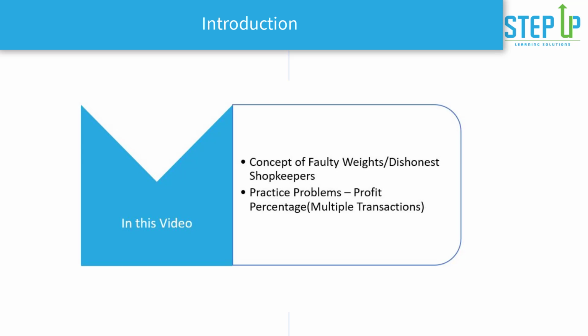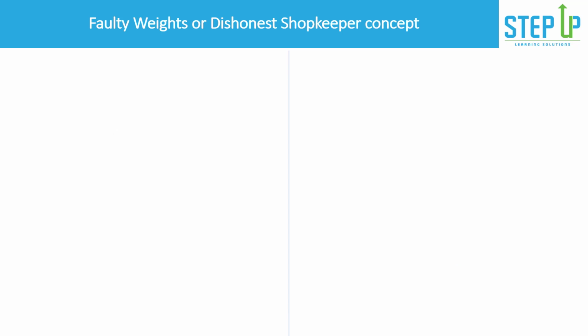So let's get started. First, I would like you to focus on the concept that really revolves around this faulty weight problem. For example, if I'm a shopkeeper and somebody comes and buys, let's say, pulses, and wants 1 kg of pulses, and the weight is faulty, and what I end up giving is 900 grams. Now in this case, obviously I will make additional profit. So that's your faulty weight concept.